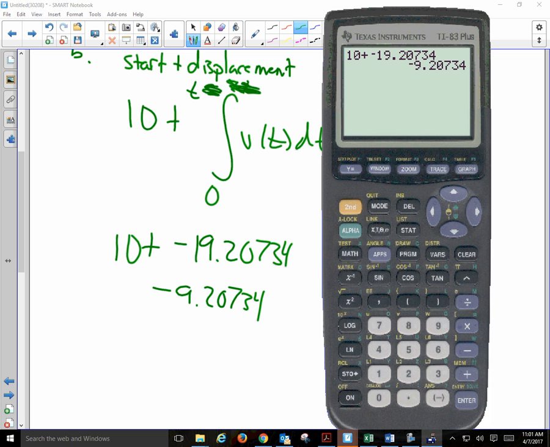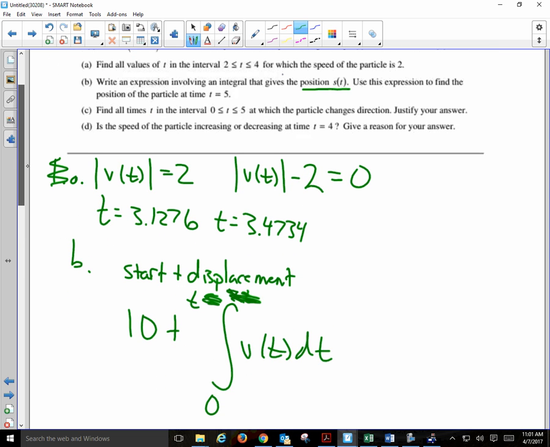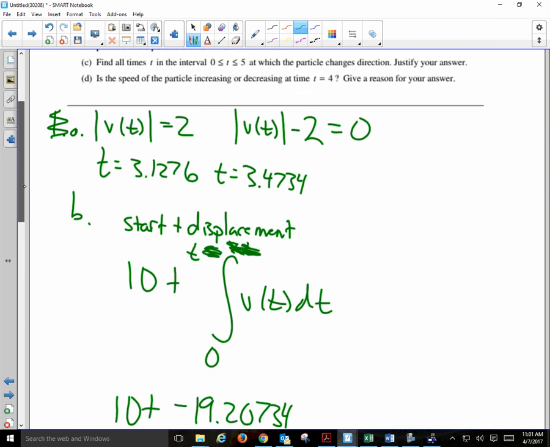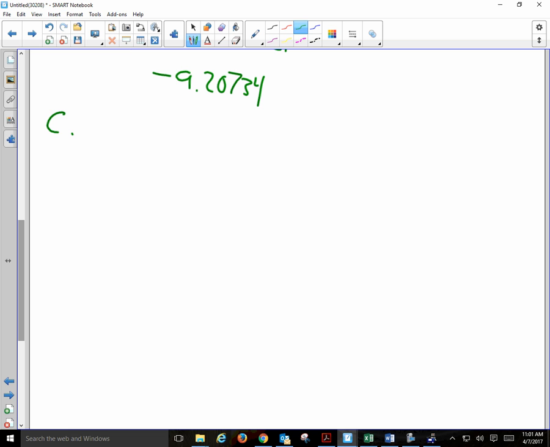Okay. So part C asks, find all times at an interval at which the particle changes direction and justify your answer. Oh boy. Particle changes direction when the velocity is equal to 0. Almost. Okay. Positive to negative. Good. So we're going to look at where the velocity of t changes sign. Okay. So this is what they want you to say. They're looking at where it changes sign.